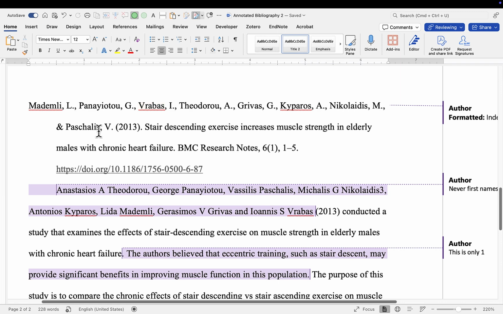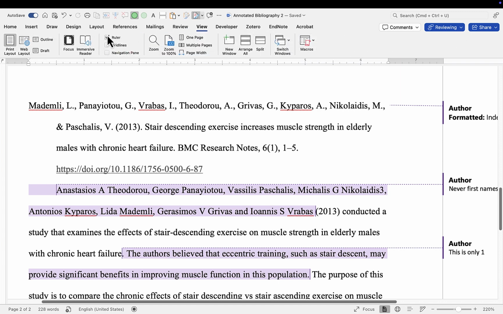What you gave me was flipped. You had this inside and that outside, and this is what it should look like. And it's all about the ruler. You find the ruler right here in View and Ruler, and then you can move these things around, okay?